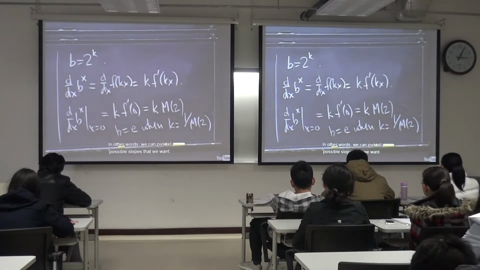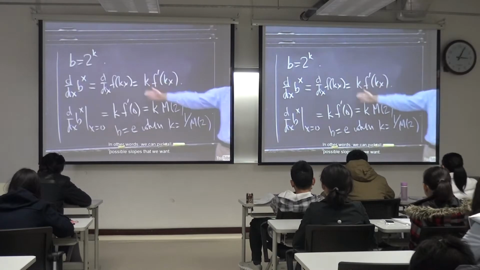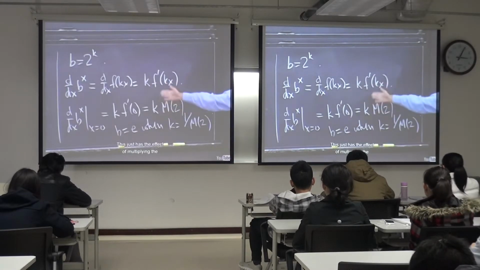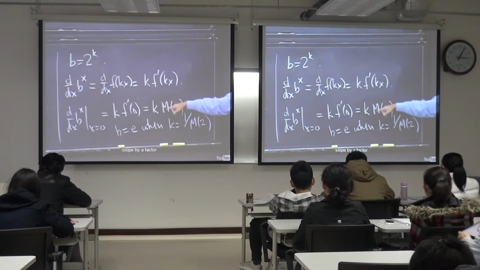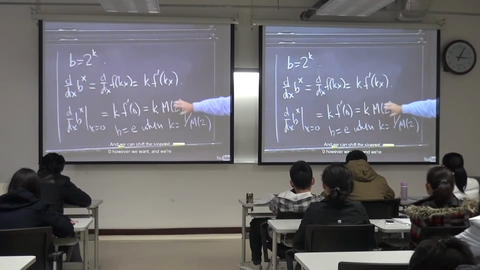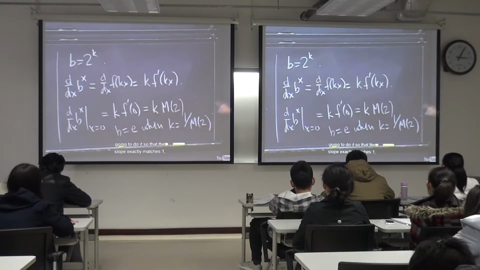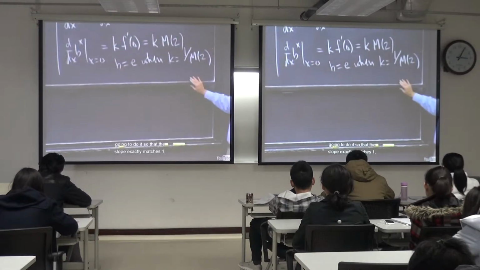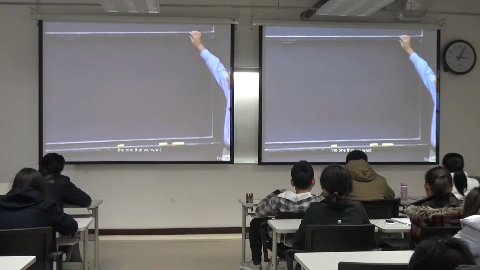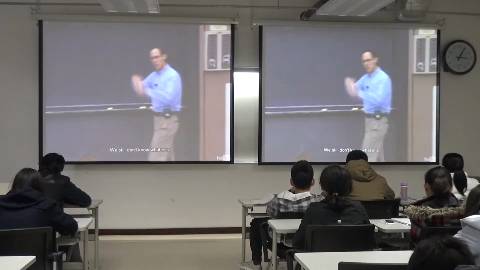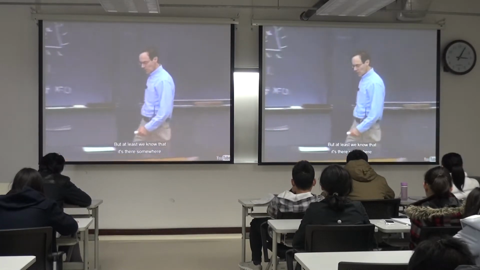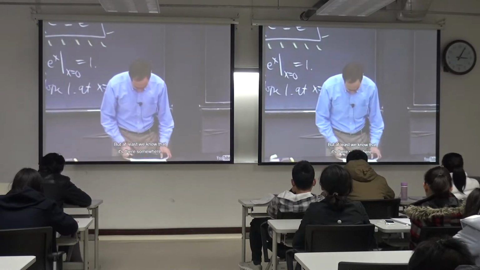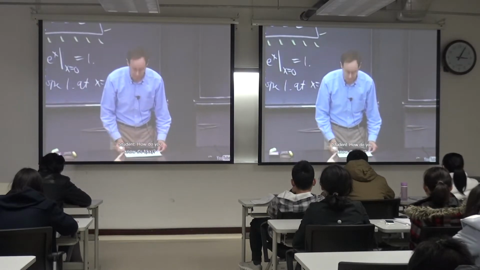In other words, we can pick all possible slopes that we want. This has the effect of multiplying the slope by a factor. And we can shift the slope of 0 however we want, and we're going to do it so that the slope exactly matches 1, the one that we want. So we still don't know what k is, we still don't know what e is, but at least we know that it's there somewhere.